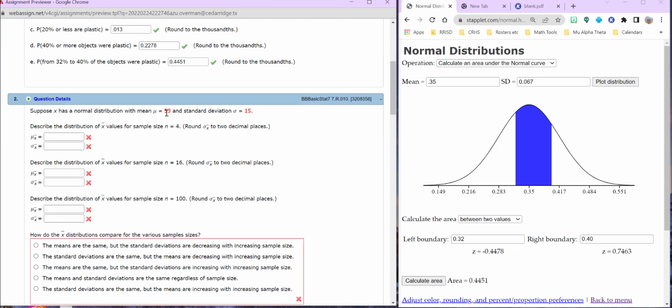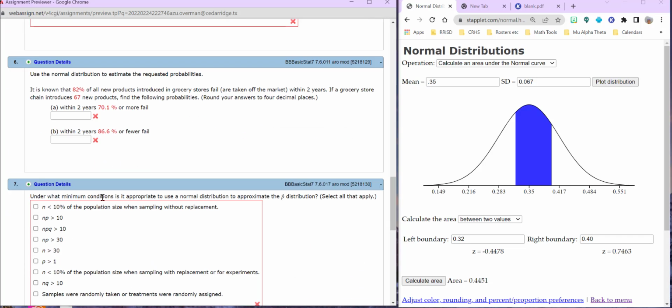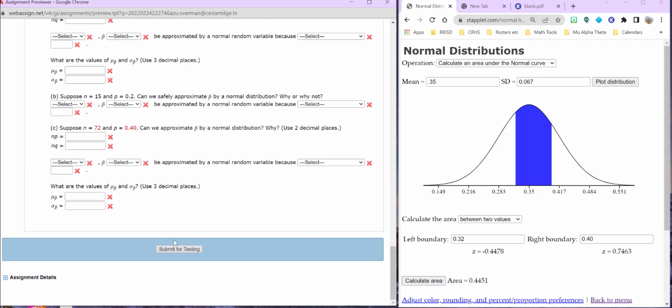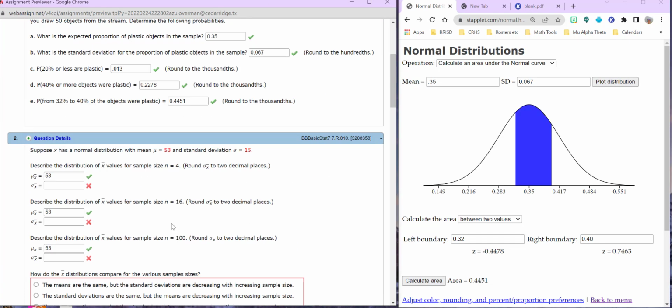Suppose X has a normal distribution with mean of 53. So here's the hint. When you see these, you can just say, oh, the mean's always supposed to be 53. The mean should not change. Well, actually, that one looks weird. All right. Submit. And you can see my means are correct.